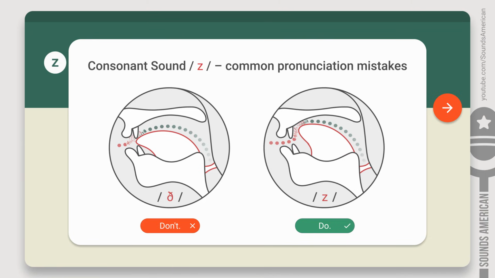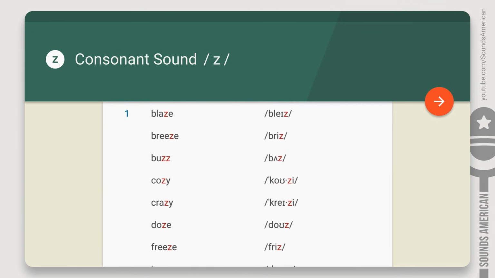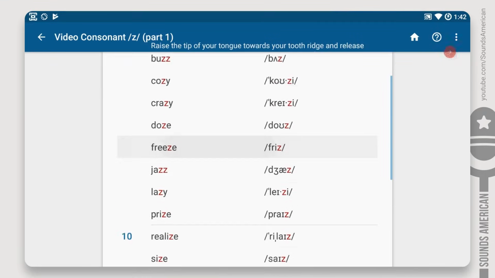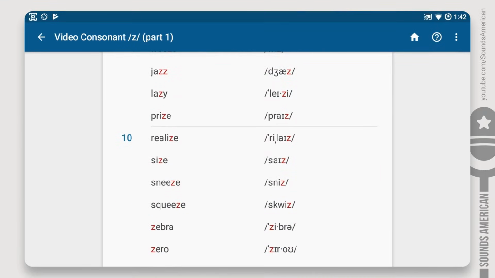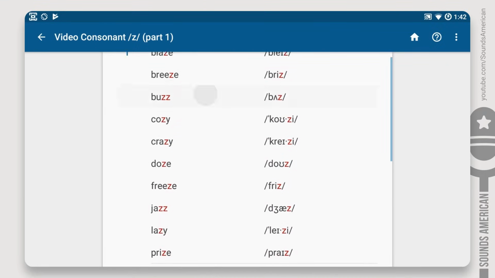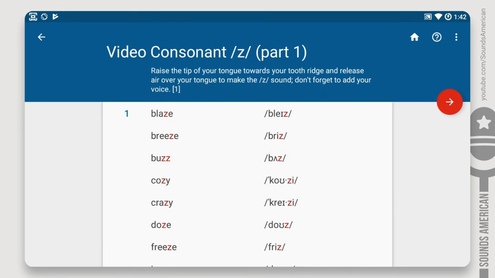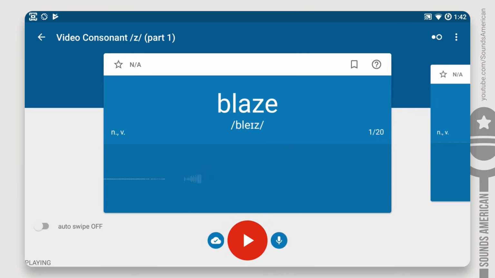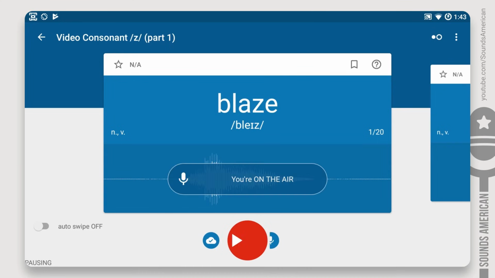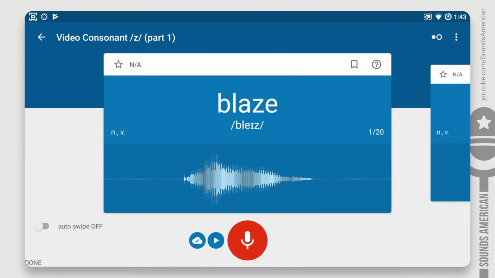After all this theory, how about some practice? This is how it works. You'll see a word on the screen and hear its pronunciation. Like this. Blaze. You'll have a few seconds to pronounce the word. Try to practice as many words as possible. This is the most important part of the whole lesson.